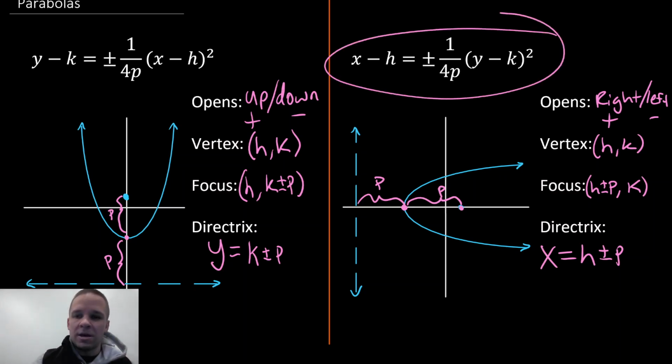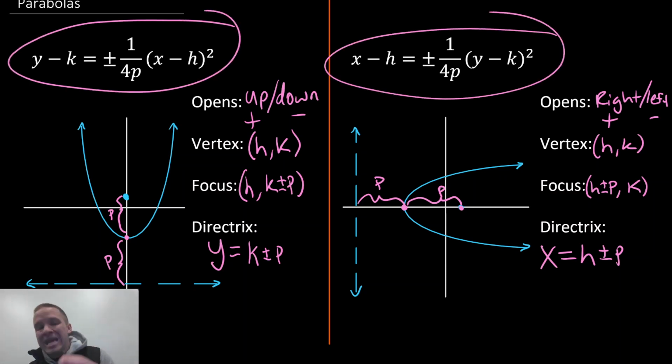The main thing we need to know here would be these two, and that p is my distance from the vertex to the focus, and my vertex to the directrix. p is always positive, positive p. I'm going to leave it on that.